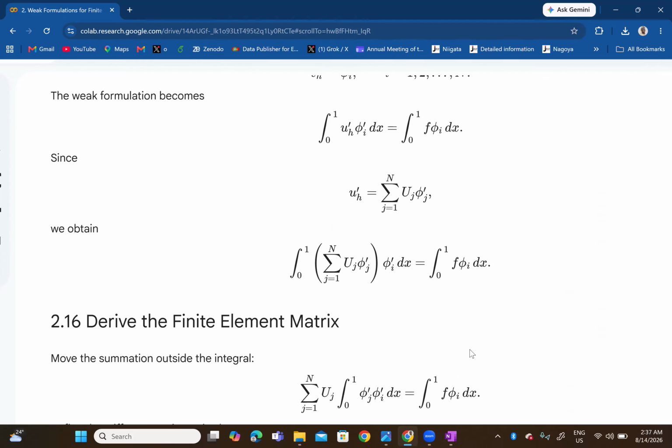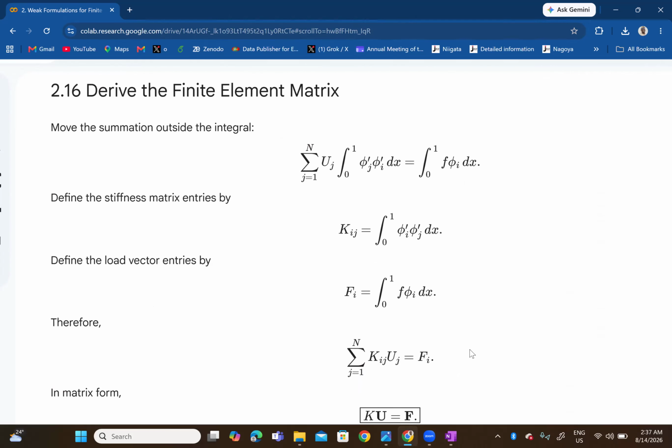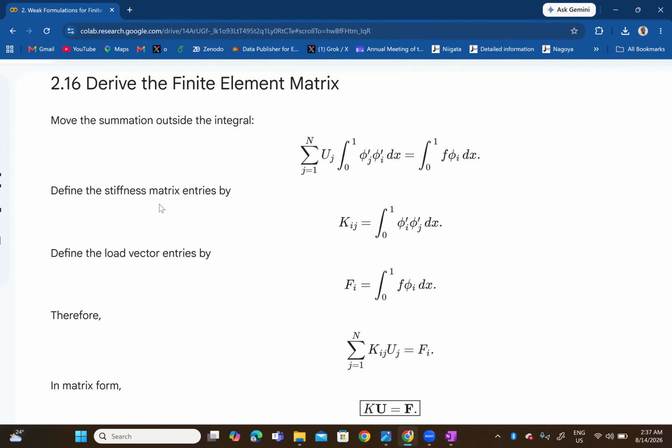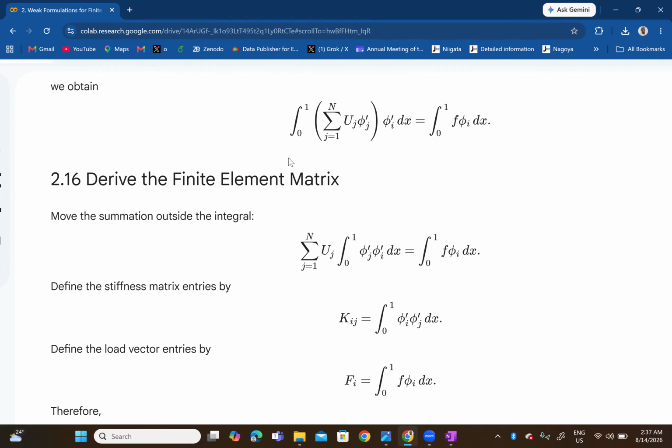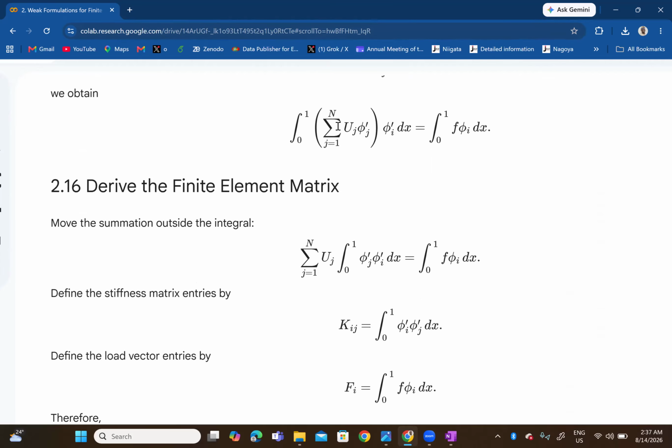In that case, we can derive the finite element matrix. We now move the summation outside the integral. So the summation over u_j comes out, and we have the integral from 0 to 1 of phi_j prime phi_i prime dx, and that is equal to the integral from 0 to 1 of f phi_i dx.